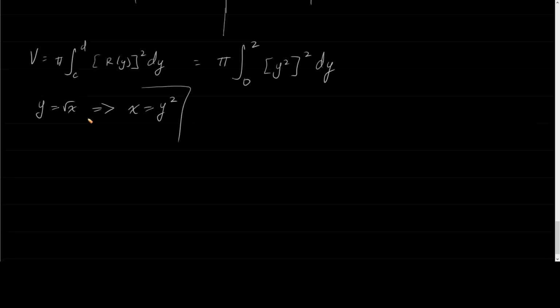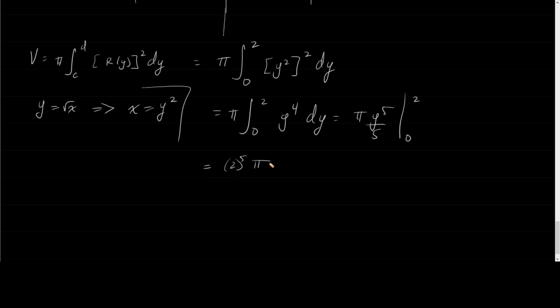All right, so in here, what does that give us? We have pi integral from 0 to 2 of y to the 4th dy, which gives us pi times y to the 5th over 5 evaluated from 0 to 2. At that point, what do we get? We end up with 2 to the 5th pi over 5 minus 0 to the 5th pi over 5. This thing here goes away, right? That's just 0. And 2 to the 5th is 32, so I end up with 32 pi over 5.